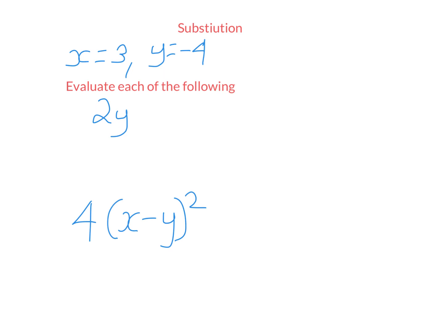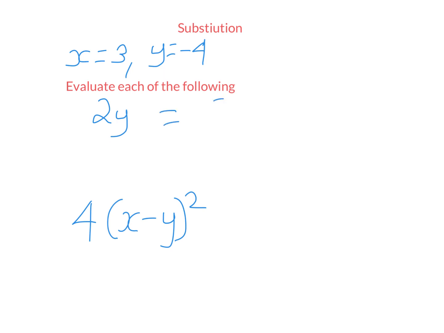So evaluate just means give the value of or say what it equals. So x equals 3, y equals minus 4. So we're being told here we're going to substitute y for minus 4. We're going to swap y for negative 4 and tell what this equals. Now remember, 2y doesn't mean the first digit's 2 and the second digit's y. It means 2 times y.